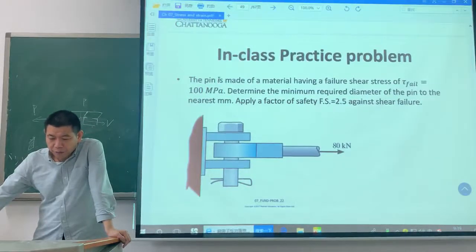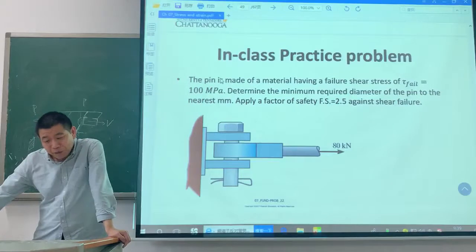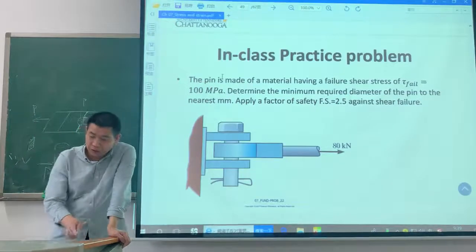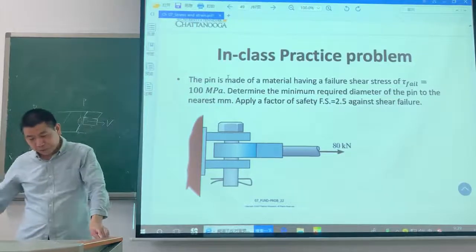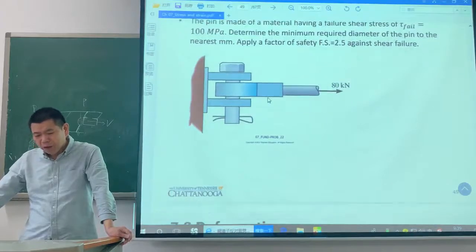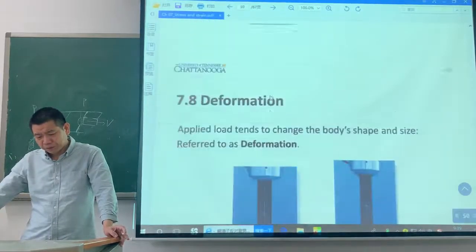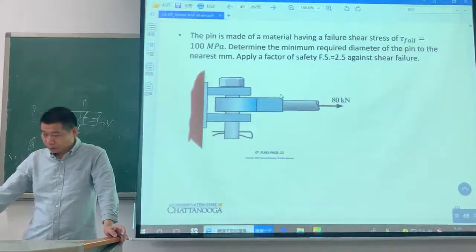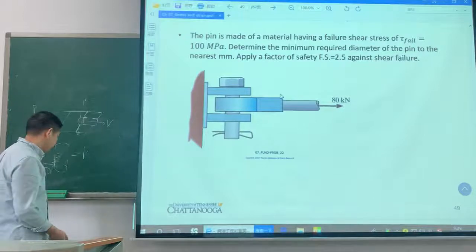In class problem, yeah, it is difficult. In class practice, there is no time. I give you an assignment. Homework. Time is over.